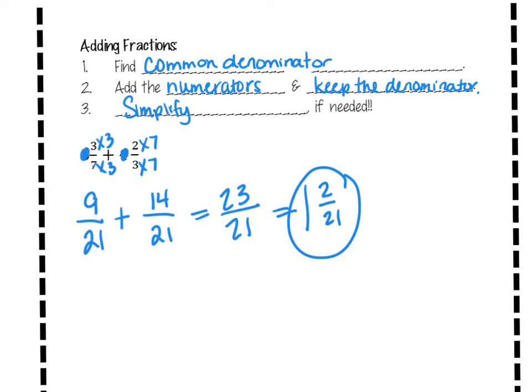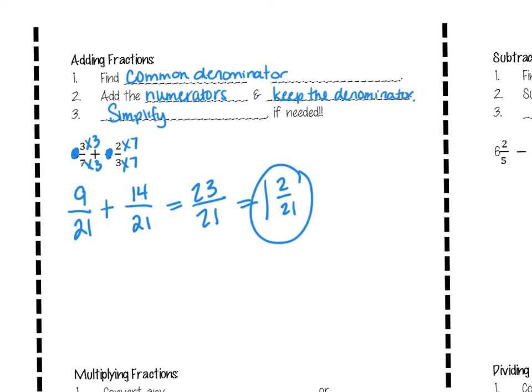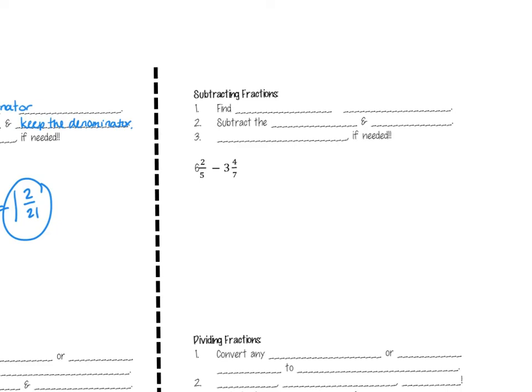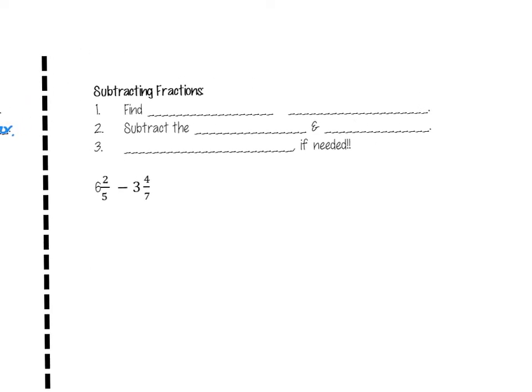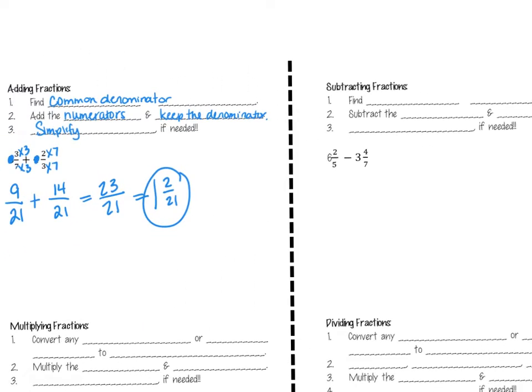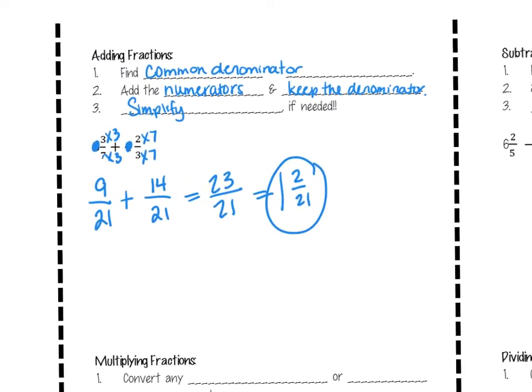So I got a common denominator, I added the numerators, kept the denominator, and simplified if I needed, okay? And I didn't need to. Pretty simple, right? Subtracting follows. I took it out, and we weren't doing it on this one.